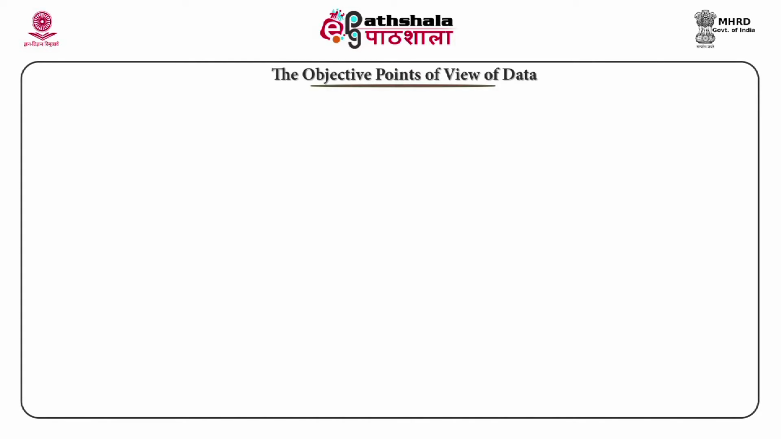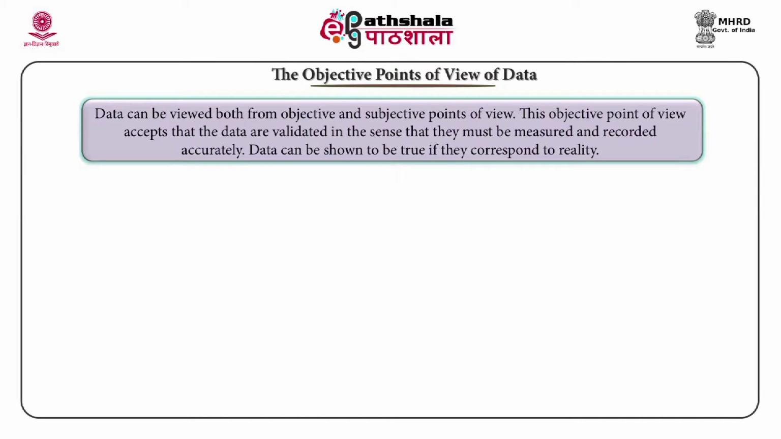The objective and subjective point of view of data. Data can be viewed both from objective and subjective points of view. The objective point of view accepts that the data are validated in the sense that they must be measured and recorded accurately. Data can be shown to be true if they correspond to reality.